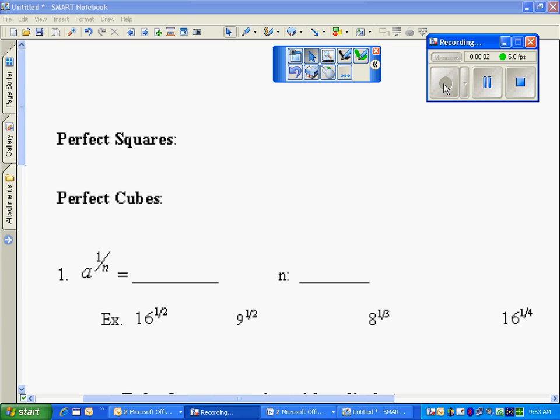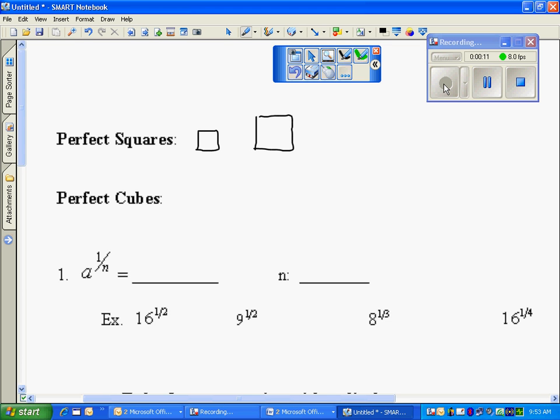The idea of a perfect square is just that. I have a perfect square. So I'm going to draw some squares here. And notice they're just getting a little bit bigger as we go. And when we go back and look at these squares, if I have a square, both dimensions are the same.